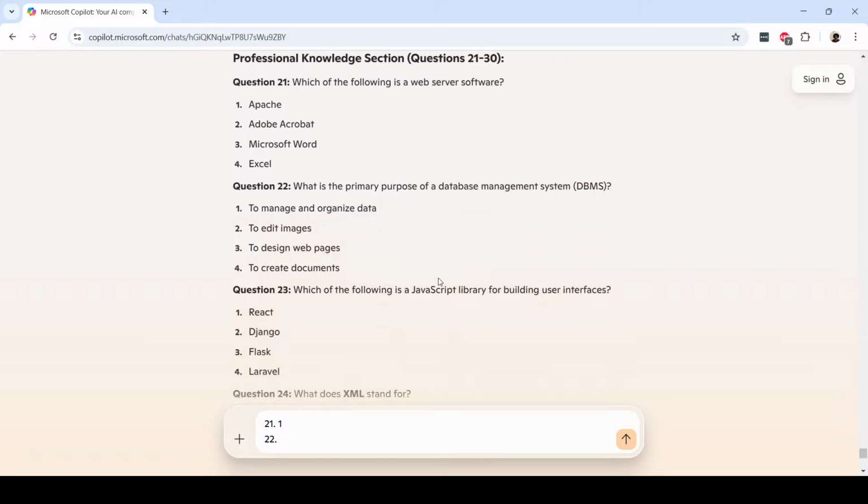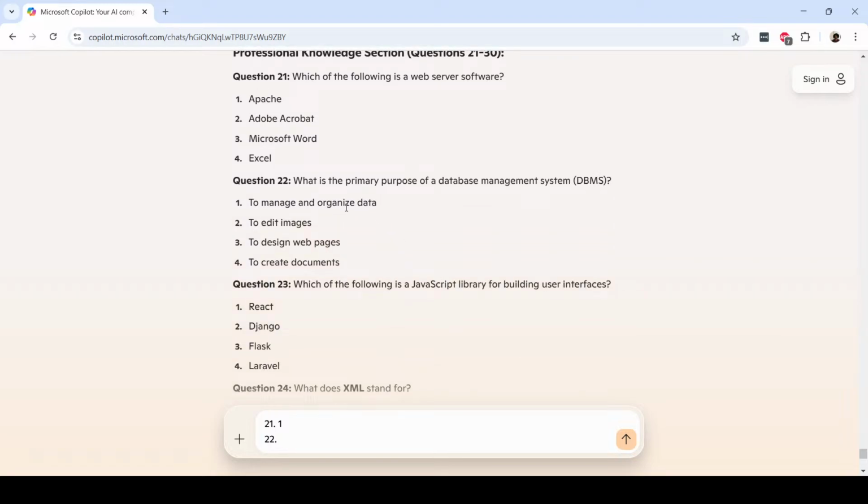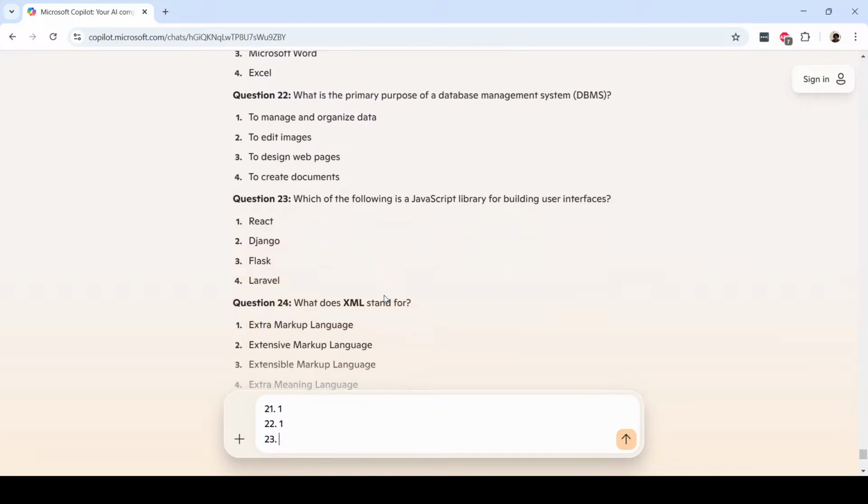What is the primary purpose of DBMS? To manage and organize data. Some questions are very basic, some questions are good. Which of the following is a JavaScript library for building user interface? Again, React.